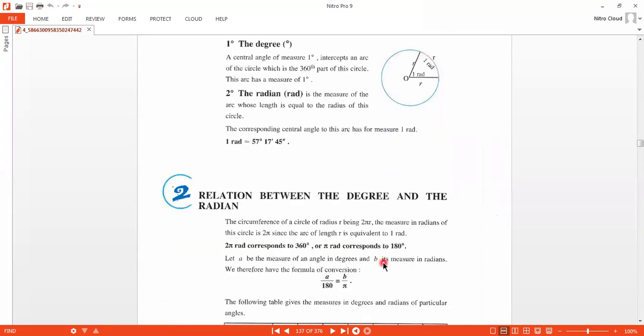Now, what's the relation between the degrees and the radians? So how can I change from degrees to radians and from radians to degrees? There's only one rule, which is the crisscross rule. Starting from now on, 2 pi is 360. Pi, not 3.14. When we say pi, we mean 180 degrees. So that 2 pi, it's 360 degrees. And pi is 180 degrees.